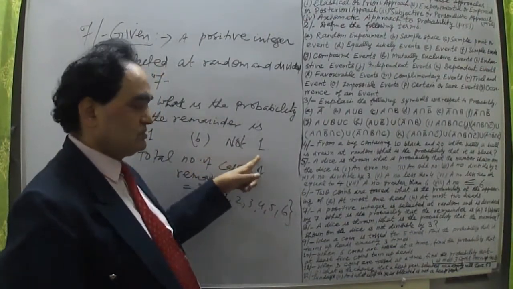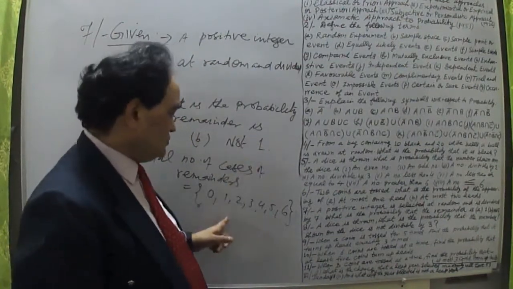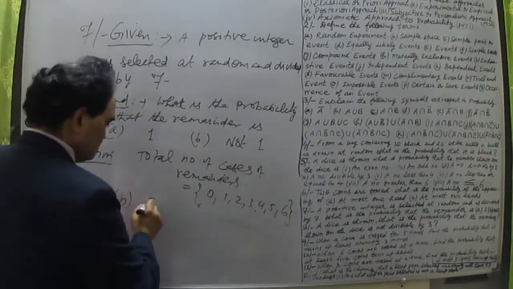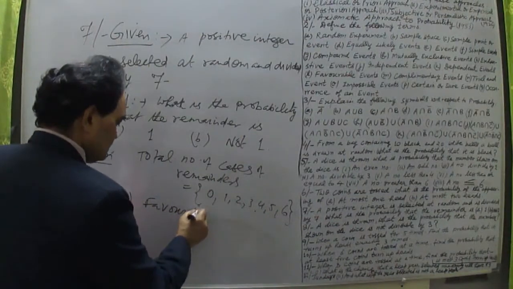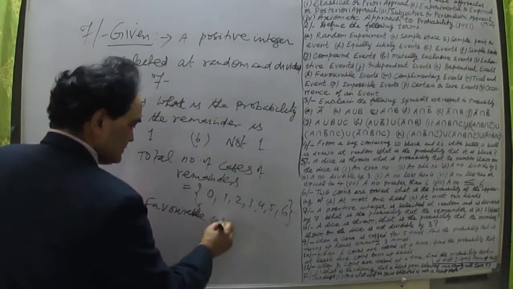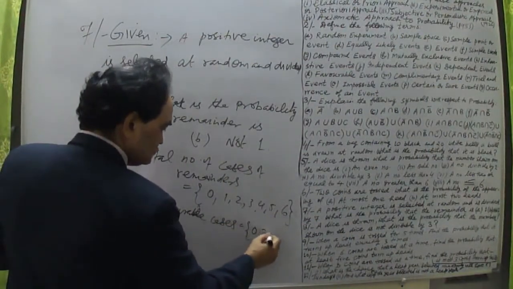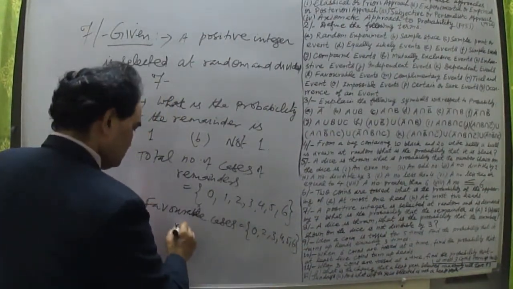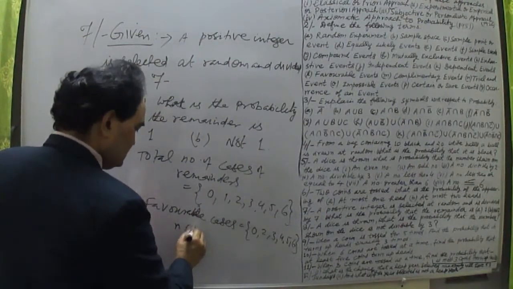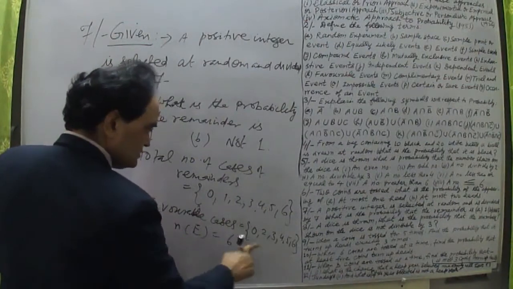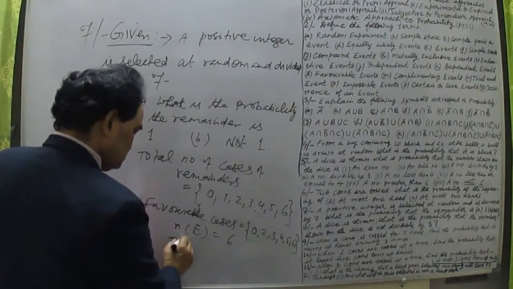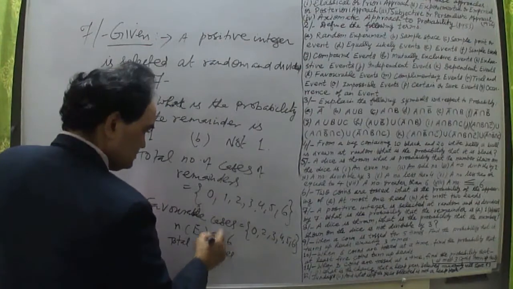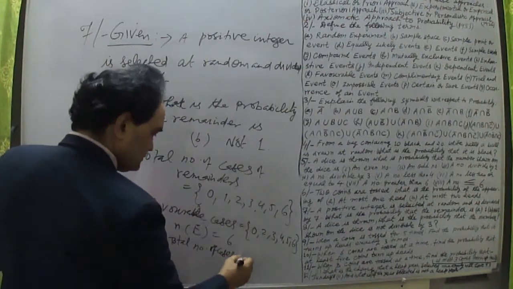In case of the second case, the remainder is not 1. It means the remainder can be 0, 2, 3, 4, 5, or 6. All of these are favorable cases. So favorable cases in this case are 0, 2, 3, 4, 5 and 6. 6 cases are there, 3 and 3. So the number of favorable cases, let me write NE, is 6. 3 plus 3, 6. And the total number of cases? How many cases were there? 0 to 6, so 7 it was.